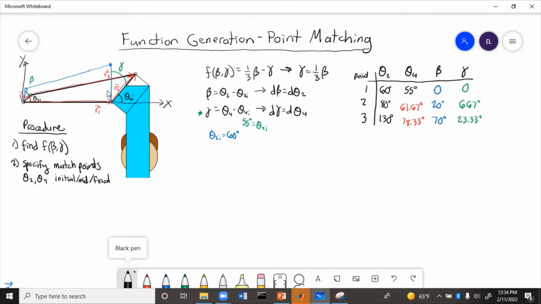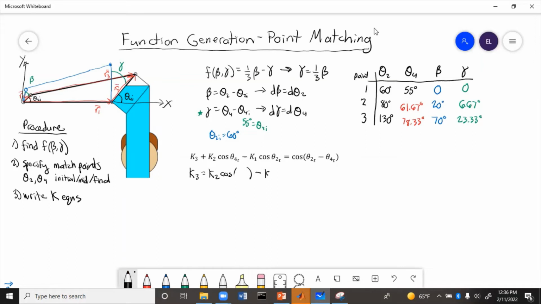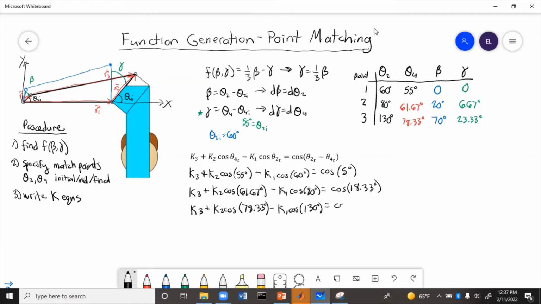So now step 3 is to write Freudenstein's equations. This is Freudenstein's equation. So we need to write it 3 times, once for each point. The little t subscript would mean the point. So 1, 2, or 3. So let's fill that out. So we've got those 3 Freudenstein's equations, and then we need to put them into matrix form so that we can solve for the k's.